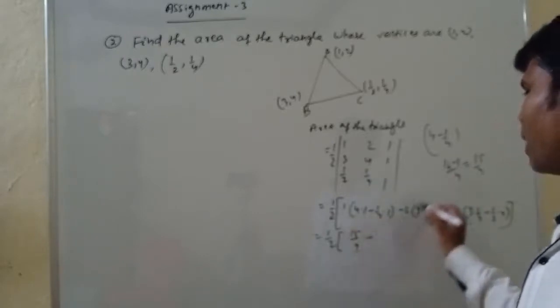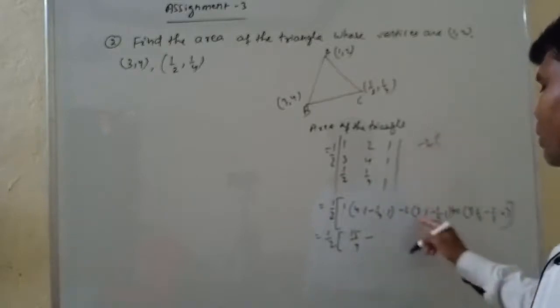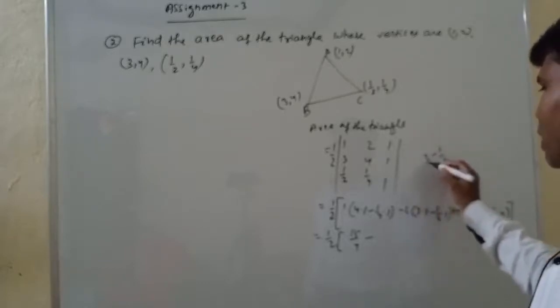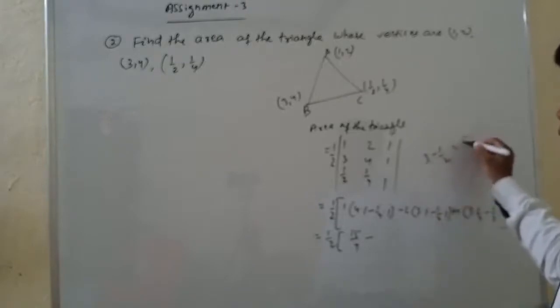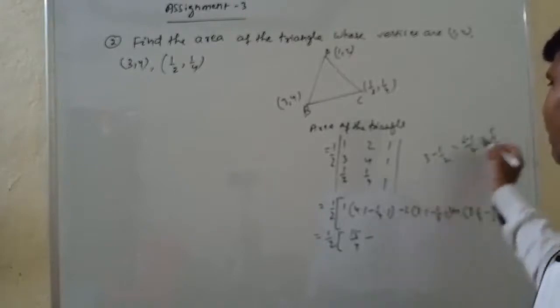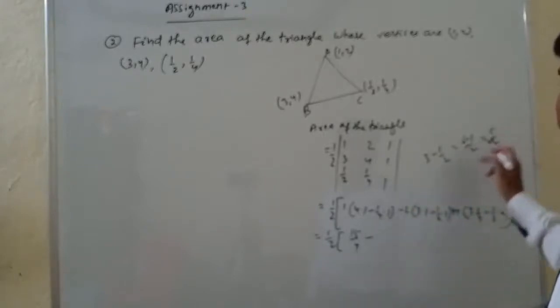Okay, minus, you see, next minus 2 into 3 minus half. That is 3 into 1, that is 3, half into 1, that is half, 3 minus 1 by 2. 3 into 2, 6, 6 minus 1 by 2, that is 5 by 2. Okay, 5 by 2 into 2, the 2s will cancel out, only 5.